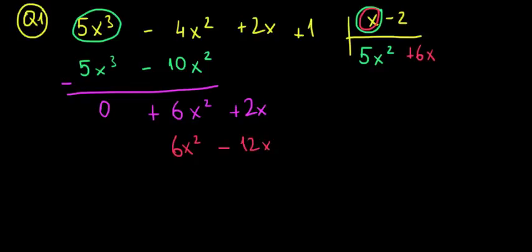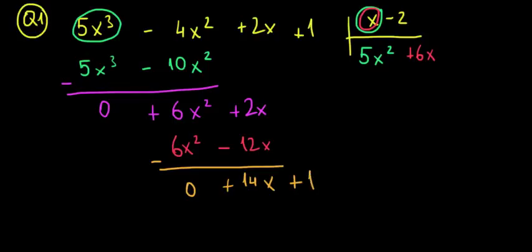Let's subtract the two. We have 6x squared minus 6x squared, that's 0. And then 2x minus minus 12x, that's 2x plus 12x. So we get 14x. And let's take the 1 down.